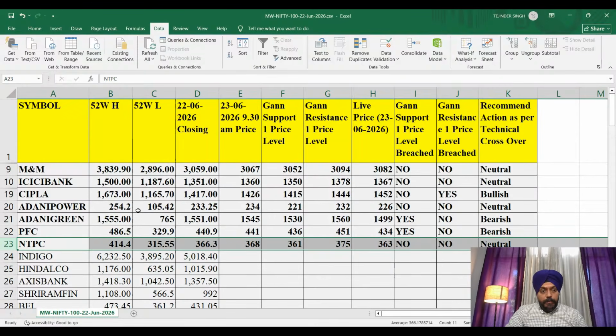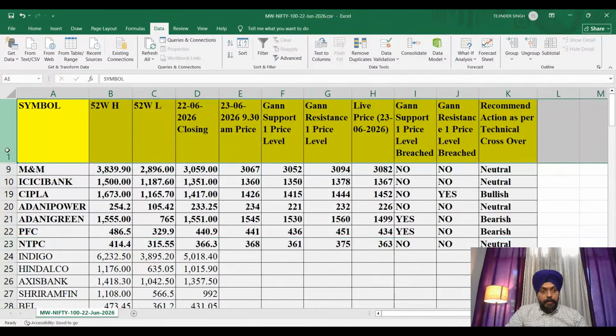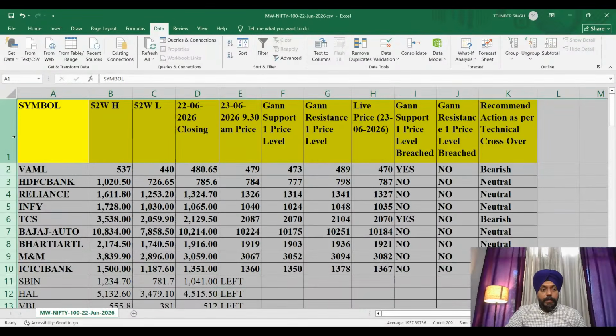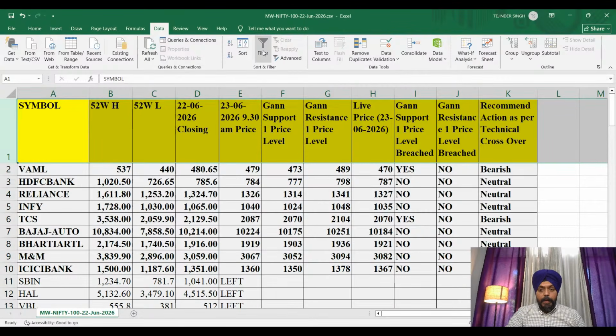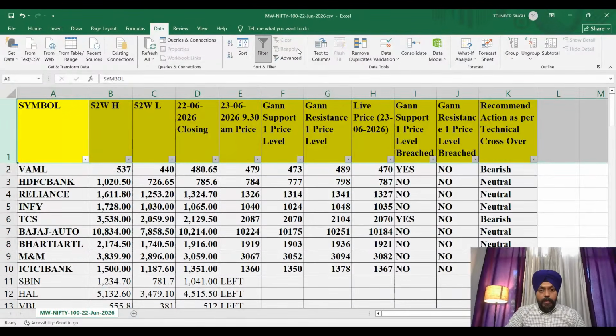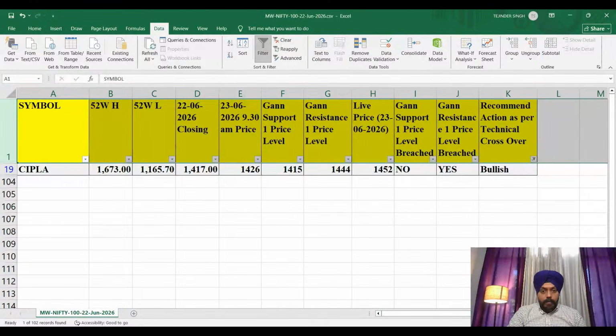Now I'm removing the filters और इसको अनहाइड कर देते हैं हम यहाँ से अपने जो कॉलम्स हैं. So now you can see that till now जो भी हमने इसमें एनालिसिस किया, I will just apply a filter. यहाँ से मैं एक filter लगाऊंगा and I will select how many stocks are bullish. So till now I've analyzed around 8 to 10 stocks.